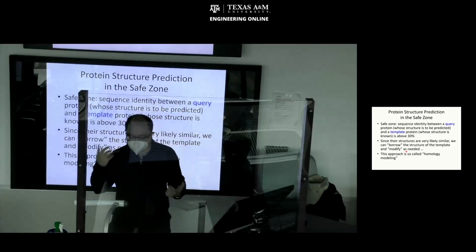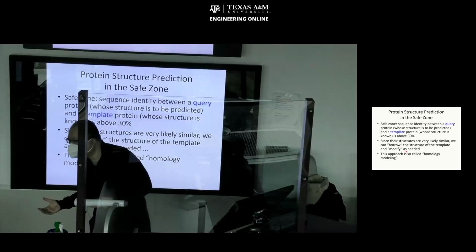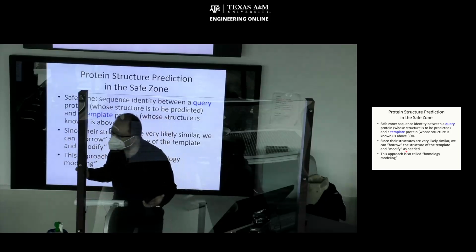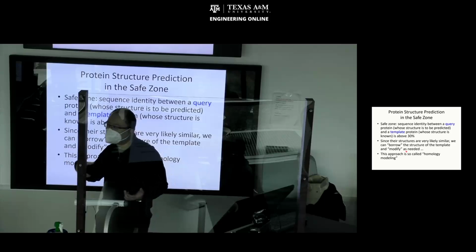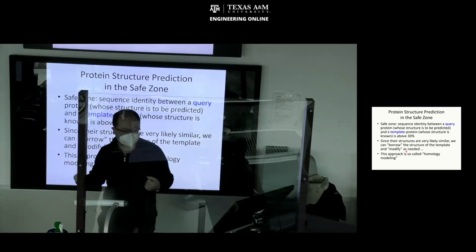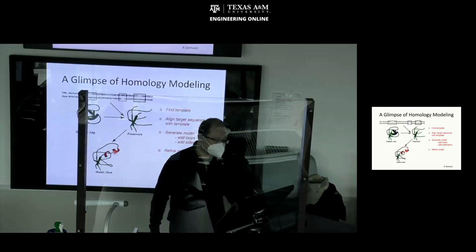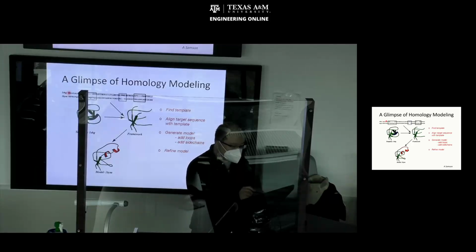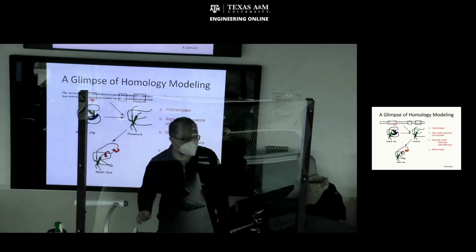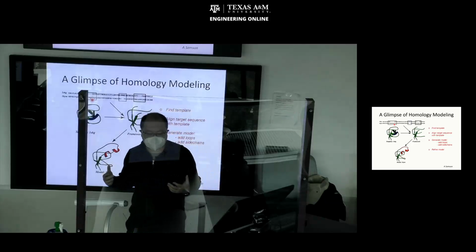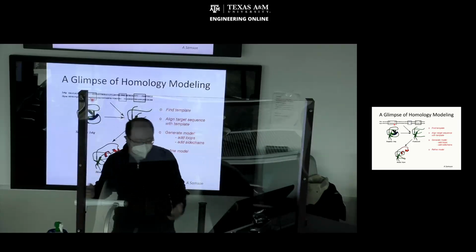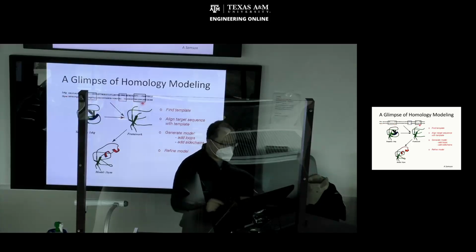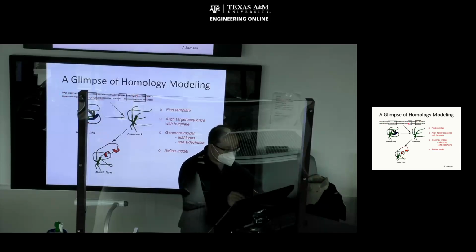In other words, you have a homology there and you can find it. Right? You don't have the structure of the query protein, but you have the sequence. And you know that this sequence is similar enough to a template sequence that you can draw the conclusion that their structures must be similar. So this is a safe zone. Okay, so I can give you a glimpse of homology modeling. Imagine that you have a query sequence and a bunch of template sequences. The difference between the query and the template sequences is that the query sequence doesn't have a structure and the structure needs to be predicted. And the template sequences have known structures. In this case, the top row is a template and the bottom row is the query.